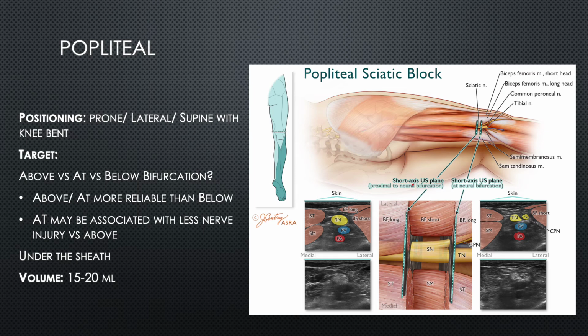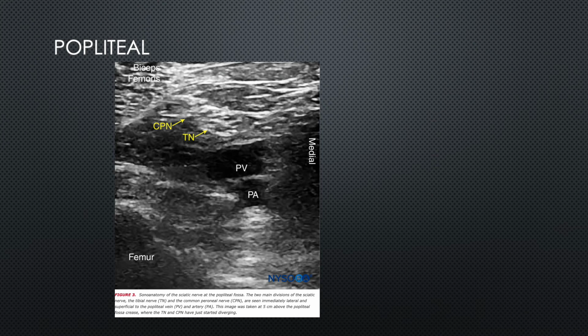There is less potential of nerve damage if the needle is aimed at the space between the two nerves in the bifurcation, such as in here on these images. This is another image of the popliteal fossa below the bifurcation. Here you would see the popliteal artery, the vein, the tibial nerve, and common peroneal. And your target in this image would be right in here between the two of these nerves.